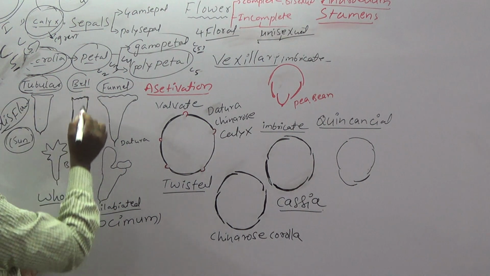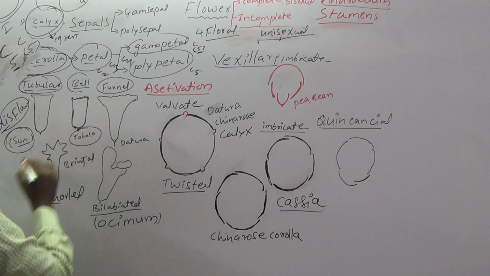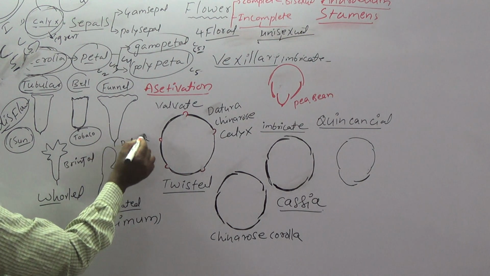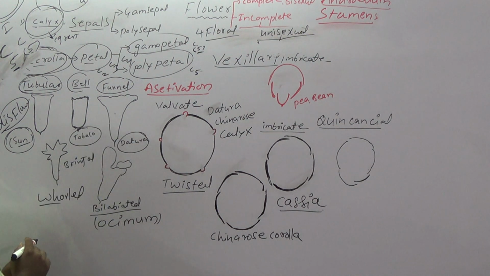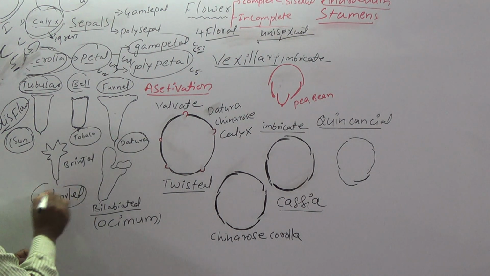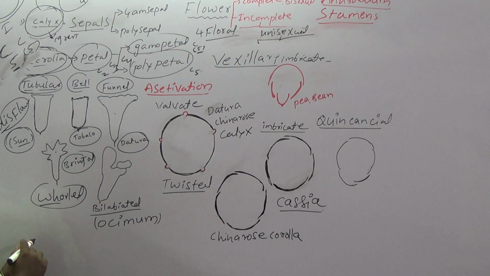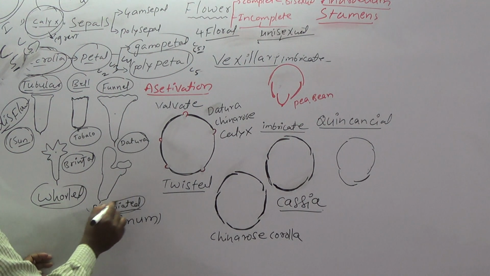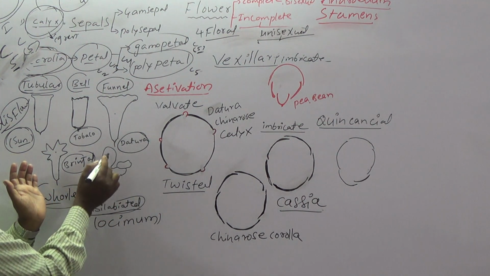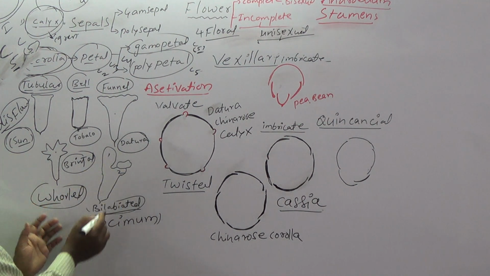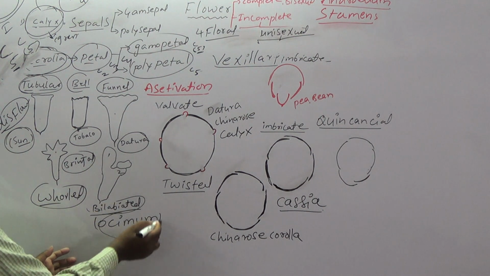And bell shaped corolla is reported in tobacco. And funnel shaped corolla is reported in datura. And oral, circular or wheel shaped corolla is reported in brinjal. Bilabiate, so 2 lips, so 1 and 2. Bilabiate corolla is reported in ocimum.